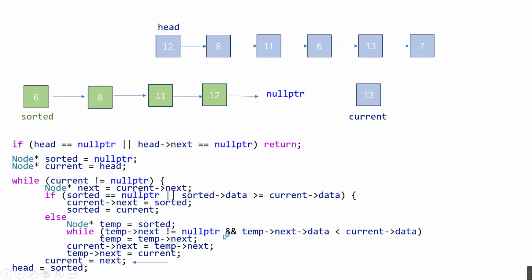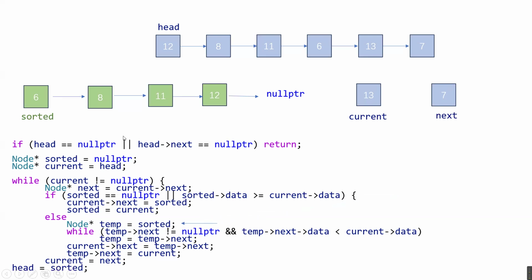So let's continue the while loop. In here, also the current is not a null pointer, right? So let's go to this line. The next will become the current's next. It should be the 7, right? And then the sorted is not a null pointer, and is the sorted data greater than the current? No, it's not greater than the current data. So it will jump to the else, jump to this line.